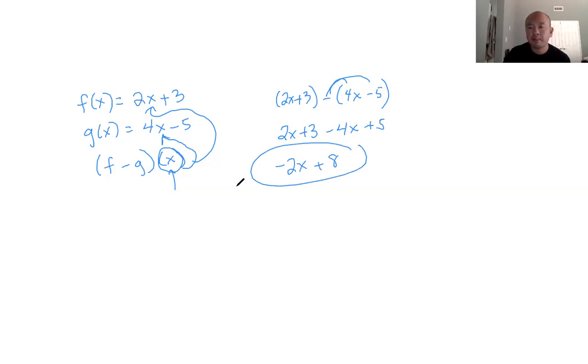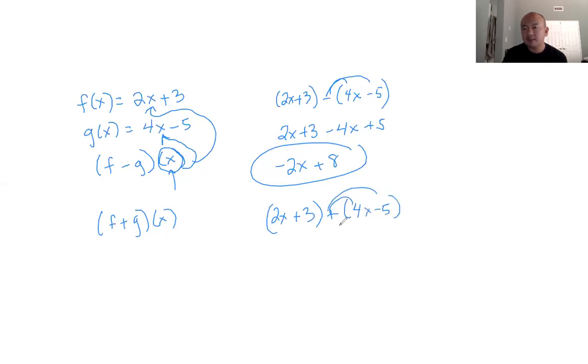Now, what if I had these same functions, but let's put a plus sign right here. If I did f plus g of x, well, it would be the same thing. It'd be 2x plus 3 plus 4x minus 5. You do have to distribute the plus sign, but in this case, it doesn't really change any of the signs. So it becomes 2x plus 3 plus 4x minus 5, which ends up becoming, if you combine like terms, 6x minus 2.